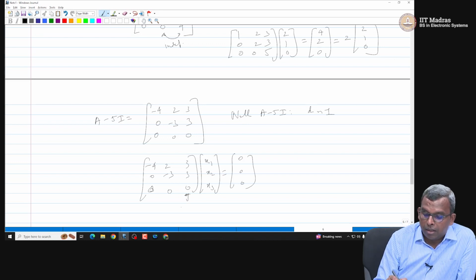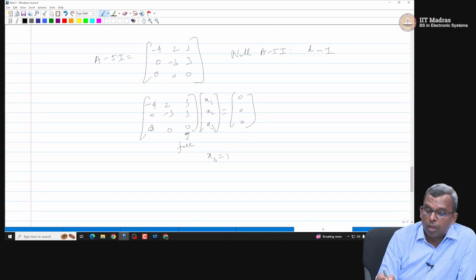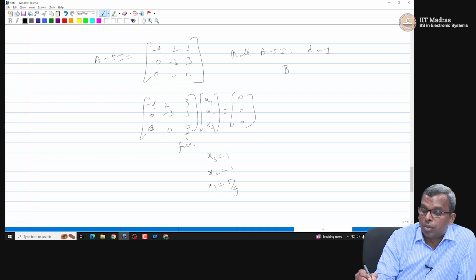Identify x3 as the free variable. So, you set x3 to be 1. If you set x3 to be 1, everything else will be determined. If x3 is 1, x2 has to also be 1. Just back substitution: in the second equation, you see that x2 has to be 1. In the first equation, you see x1 has to be 5 by 4. So, the basis for this is [5/4, 1, 1].